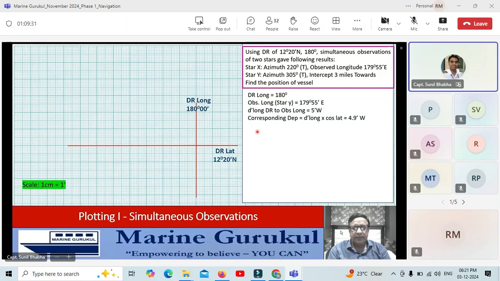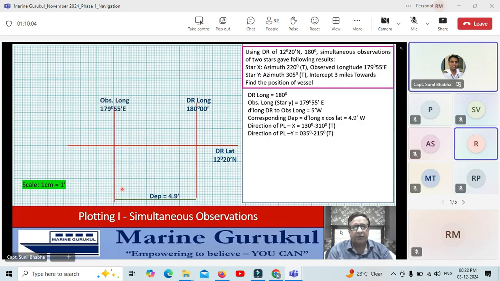We also identify the direction of the PL for Star X, which is perpendicular to its azimuth, direction being 130 to 310. And likewise, direction of PL of Y, perpendicular to azimuth of 305 degrees true, direction being 035 degrees to 215 degrees true. So now using this departure between the two meridians, we plot the observed long. Here is the departure to the west, 4.9 miles, and here is the meridian for the observed long.